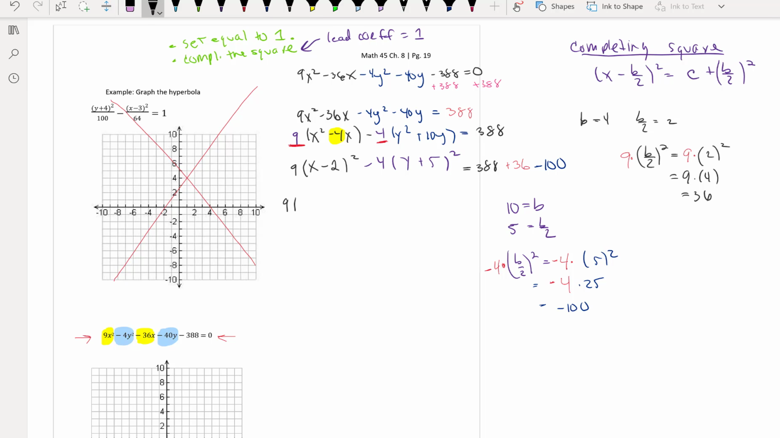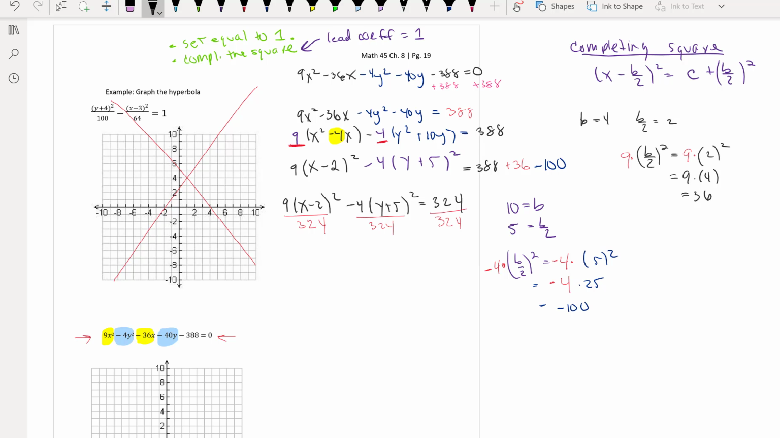So now I have 9(x minus 2) squared minus 4(y plus 5) squared is equal to, and I'm going to add all those numbers together. So I have 388 plus 36 minus 100. And that gives me my total value of 324. And don't forget, I need it to set it equal to 1. So I'm going to divide by 324. Okay.